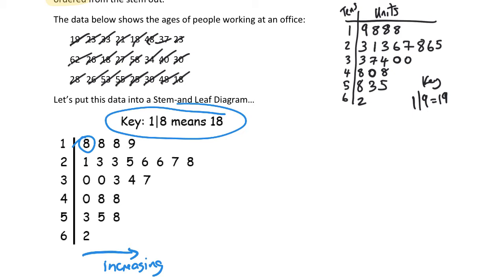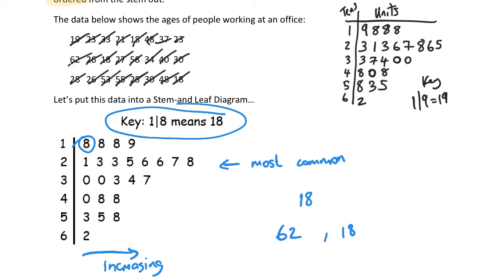And we can see that the data is spread out. It looks like the 20s are the most common group. We can also see that the individual most common number, the modal value, is 18. And we can see that the biggest number was 62 and the smallest was 18. So having the data in this form makes it a lot clearer and easier for us to use.